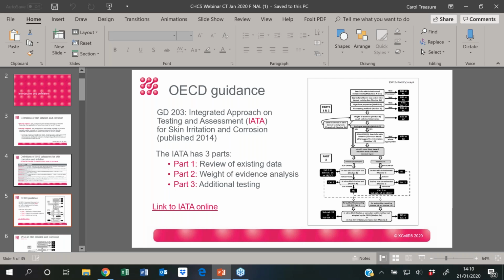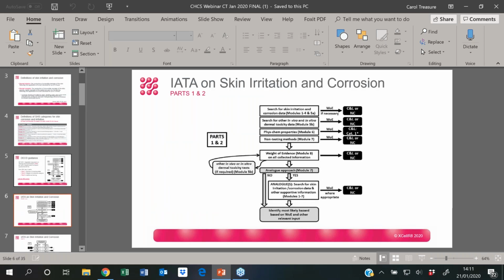So the IATA has three parts. Part one is a review of existing data. Part two is a weight of evidence analysis using that data. And then part three is the performance of any additional testing to generate more data if that's needed. I have included a link to the IATA online, so if you're going through this afterwards, it's well worth taking a look.